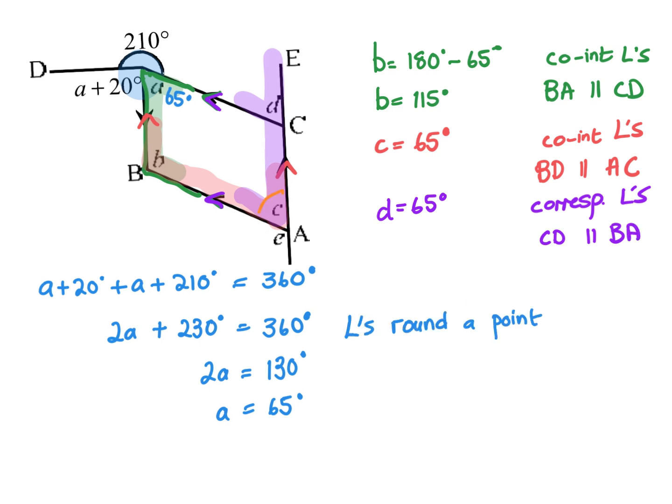And for my last one, to find E, I'm just going to use angles on a straight line. So that is going to be 115 degrees, and that is angles on a straight line.